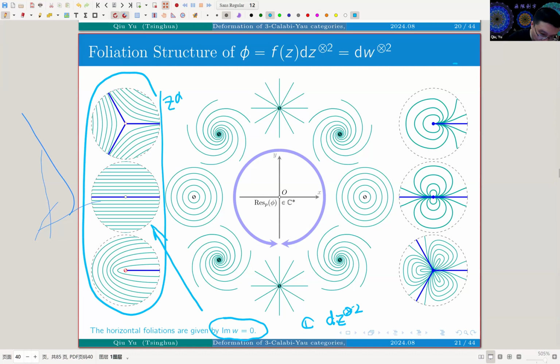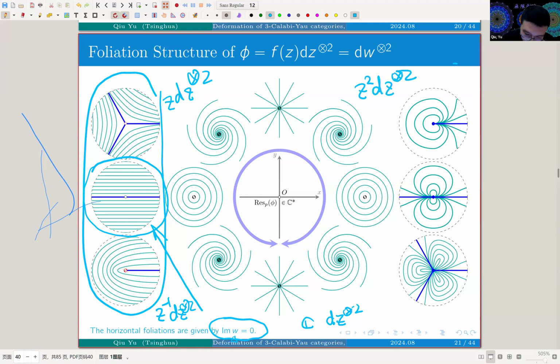This is a simple zero, something like that. In the middle you have a regular point, or smooth point. And here you have an order 1 pole, something like that. So that's the foliation structure. You solve the imaginary part of w equals 0, and that's what you get. In the middle, it's very complicated. It corresponds to an order 2 pole.